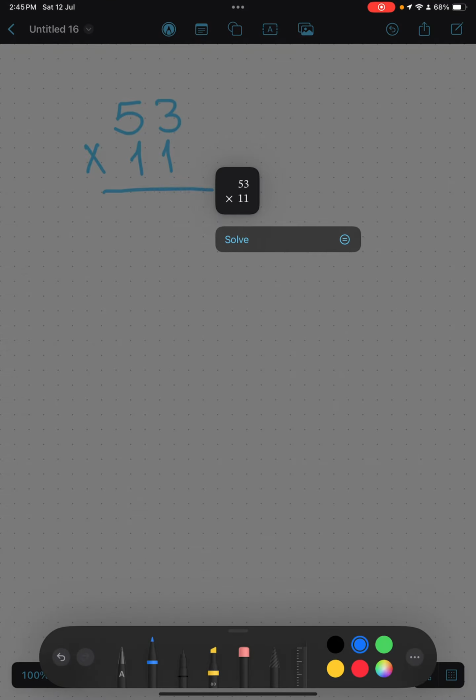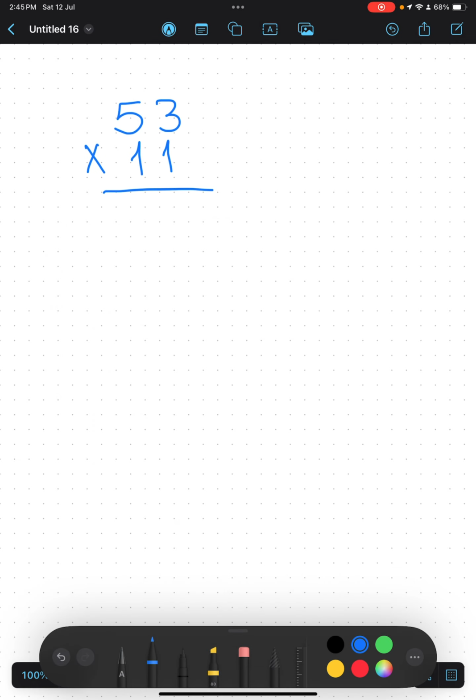How do we multiply 53 times 11? First, we write 5 space 3. Then we add 5 with 3, which is 8. The result is 583.